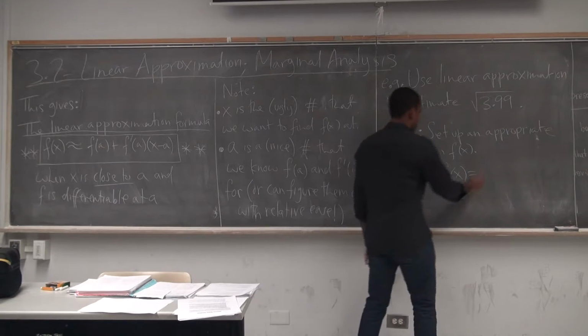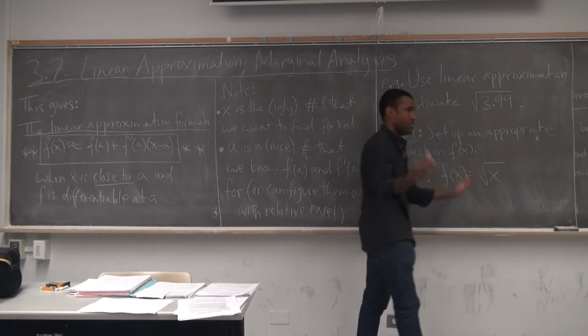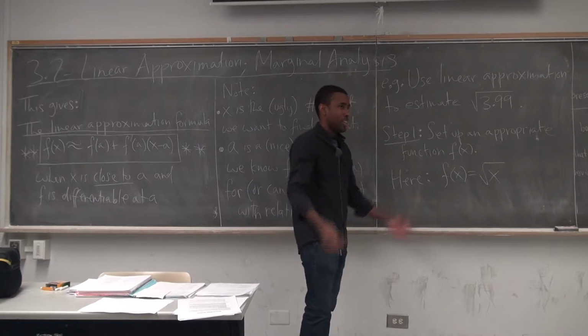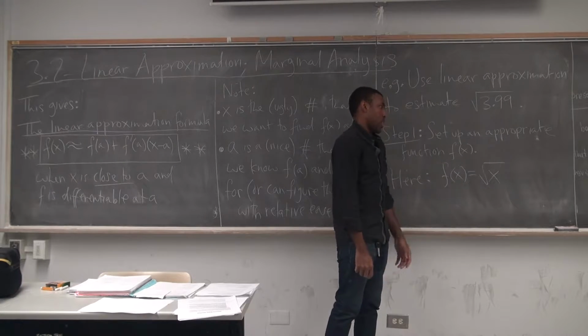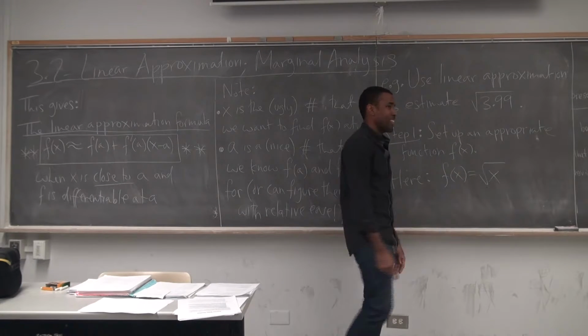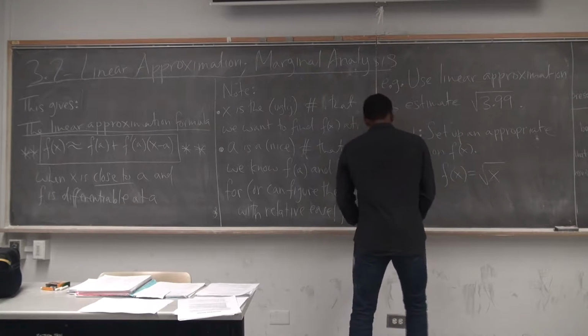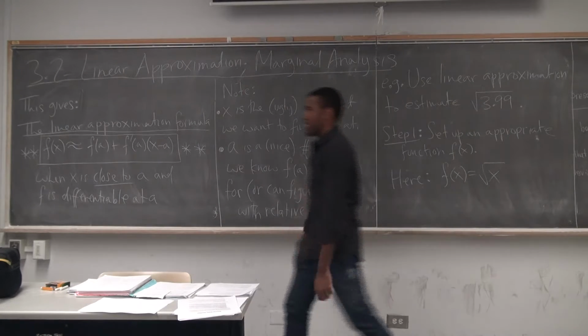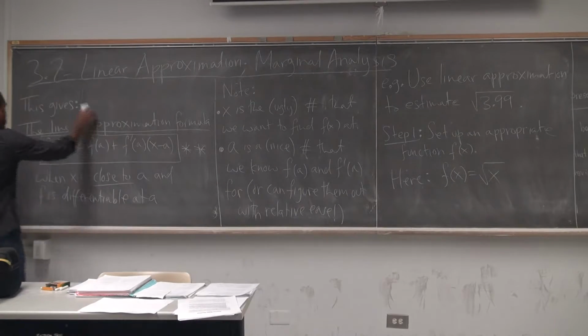How about we just use the square root of x? That seems right. We want to figure out the square root of something. Hey, use a square root function. Kind of makes sense, right? So that's the first thing. You set up a function that looks like the thing you want to approximate.